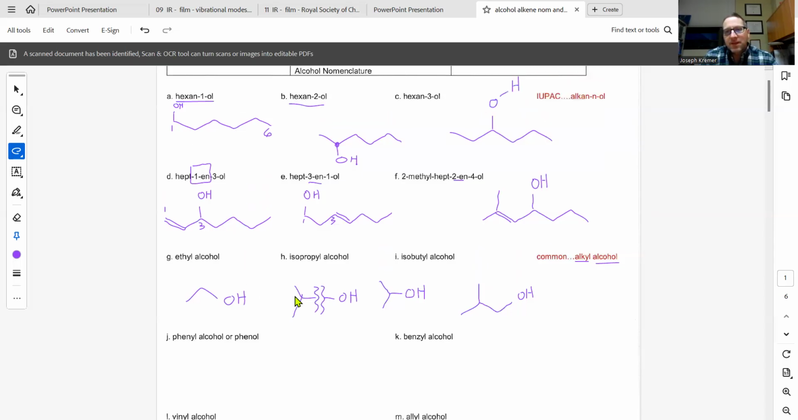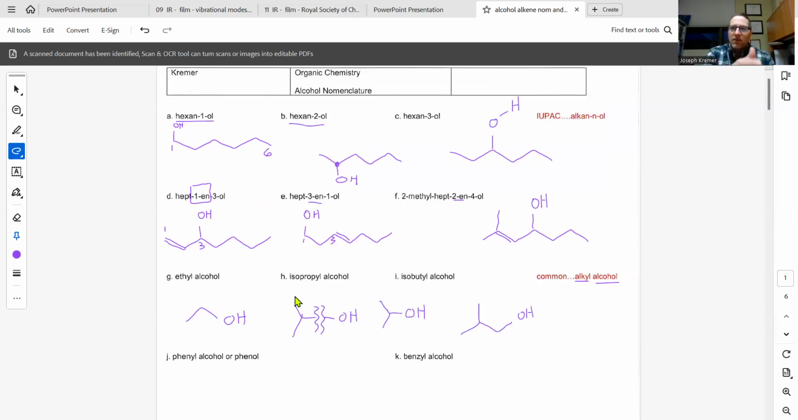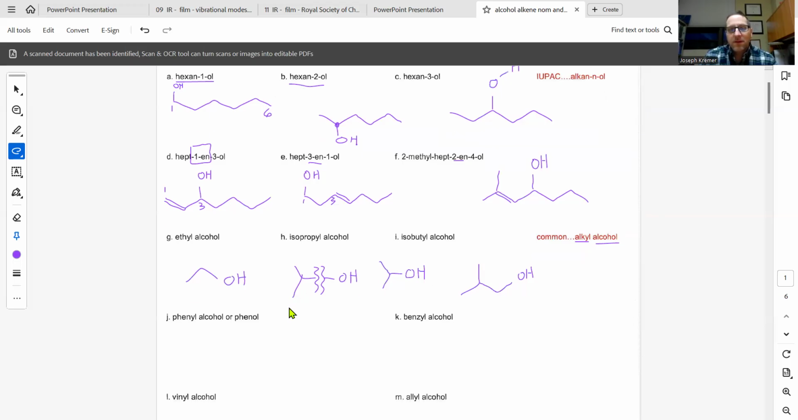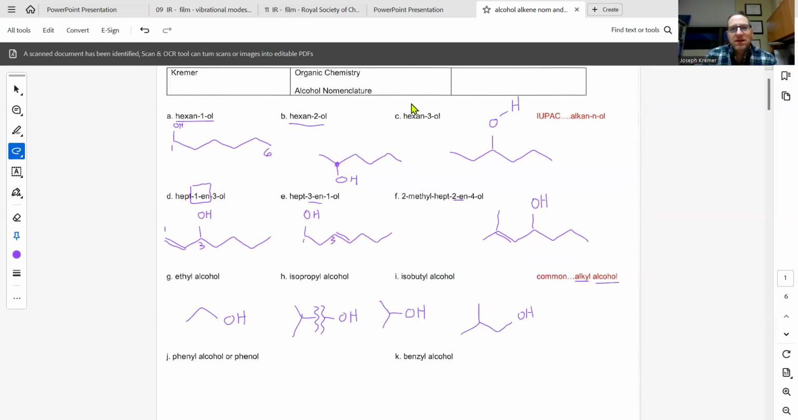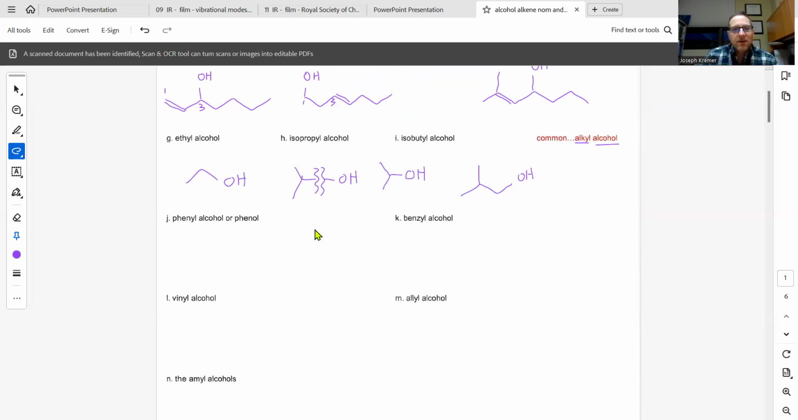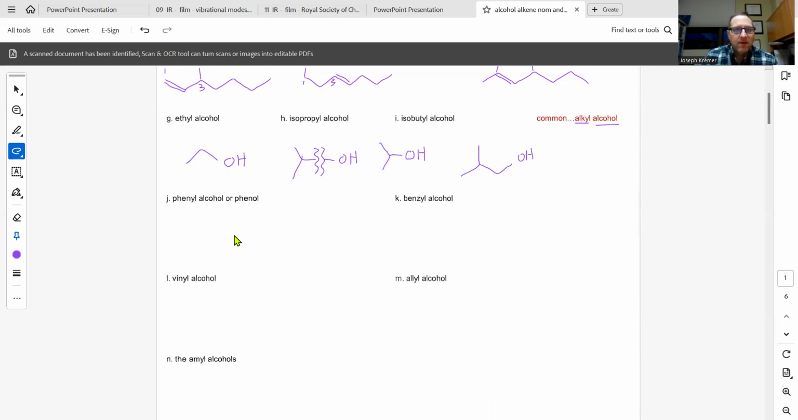So on the screen right now we have IUPAC names and also common names. Common names will persist for small alcohols. If you have a larger alcohol, it will not have a common name, such as this alcohol here, hexanetriol. It does not have a common name. It's too big. Other alcohols to bring forth, phenyl alcohol or phenol.